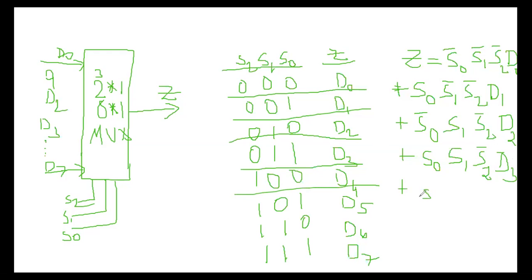And the next one is the fifth one, plus 1, 0, 0. 1, 0, 0 means S0 is a complement value. S1 is also a complement value, and the S2 is the D4. Okay. 0, 0, 0 it is. So plus, again you can see here the D5. So S0 is 1, so S0. S1 is 0, S1 bar, and S2 is 1, so S2, and the D5. Okay.